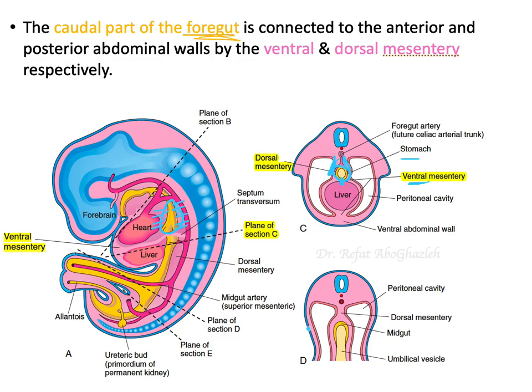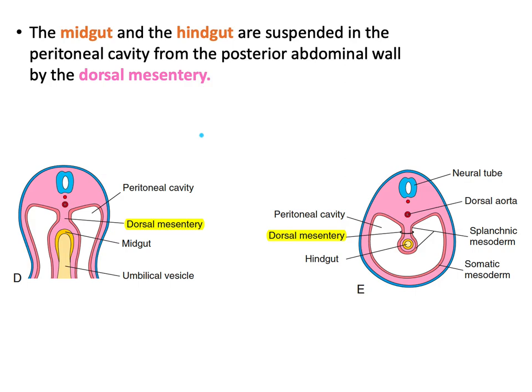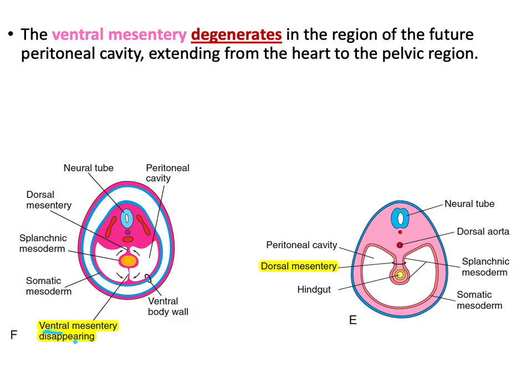But once you move down to the midgut, you will see that the midgut and hindgut are connected to the posterior abdominal wall by just the dorsal mesentery. For example, here is the midgut, and here is the hindgut connected by dorsal mesentery, nothing anterior, because the ventral or anterior mesentery disappeared, right? This is the abdominal cavity, and the intestine, large or small, hangs in the abdominal cavity connected to the posterior abdominal wall by the dorsal mesentery, through which blood vessels, nerves, and lymphatics pass, and it provides stabilization for the intestine.